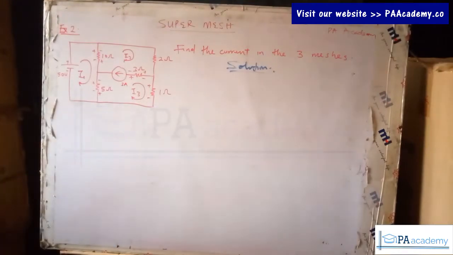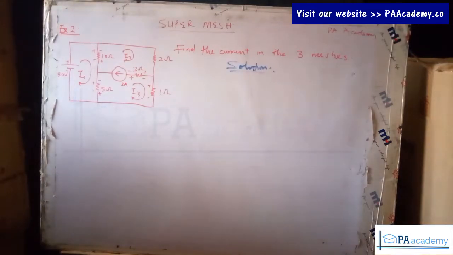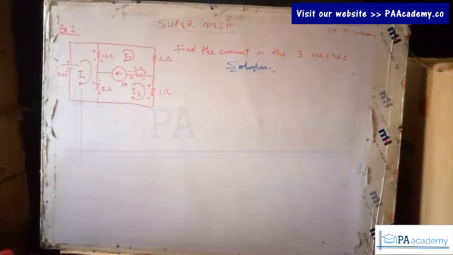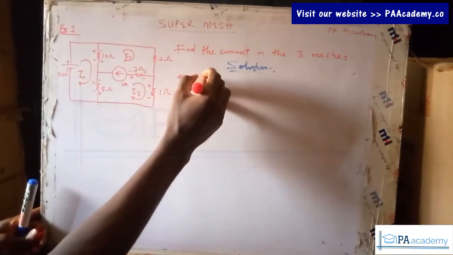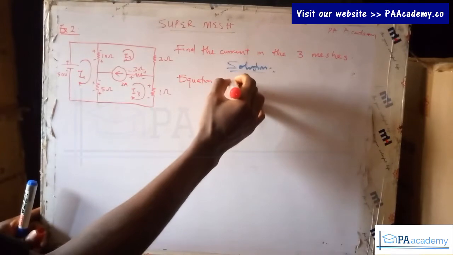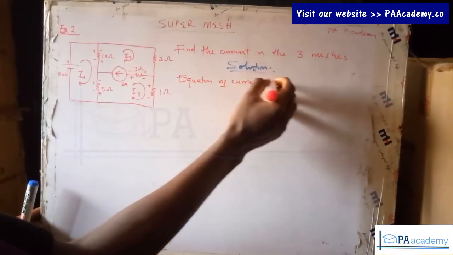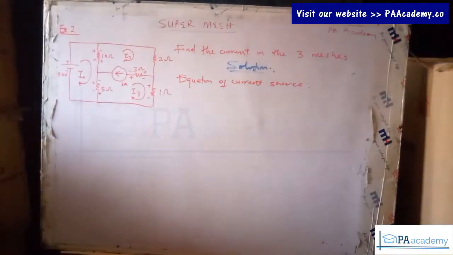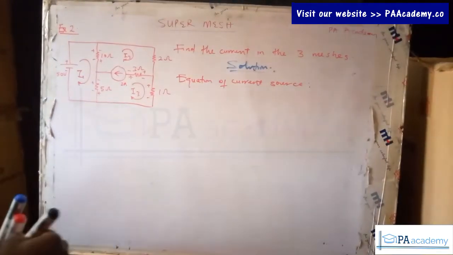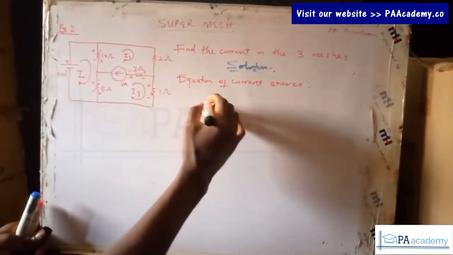Alright, having done that, the next thing we have to do is to write our equation of what? Of the current source. So the equation of current source. Let me draw where we have the current source itself.